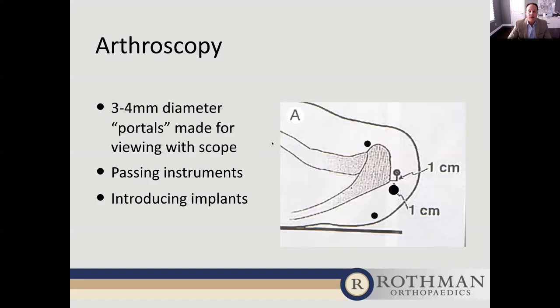So how do we do arthroscopy? We make 3 or 4 millimeter portals around the shoulder. There's actually about 10 different portals you can make around the shoulder joint. We can introduce implants. We can pass instruments back and forth to repair things.